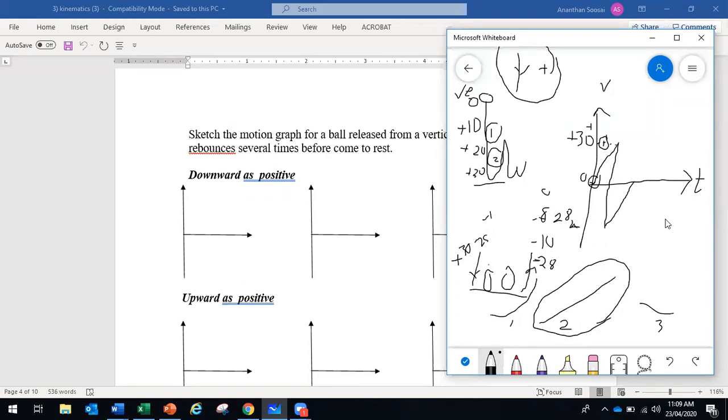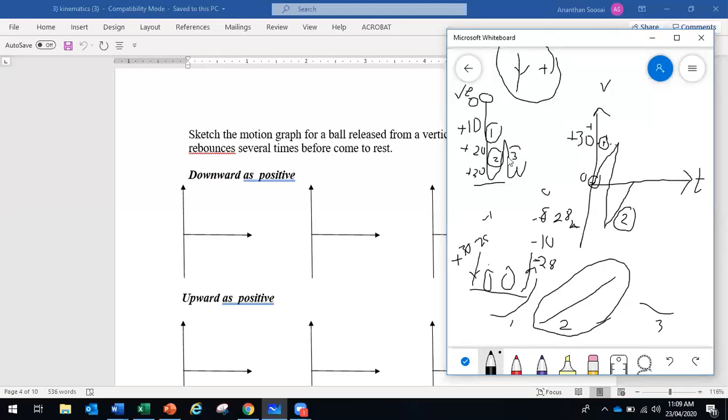So this is the first cycle of rebouncing, moving from 1 and 2. This is the second one. Now this pattern is going to repeat. So now we're going to draw the third one.